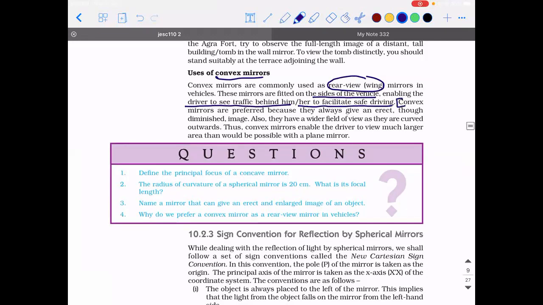And the reason is obvious: convex mirrors are always preferred because they always give an erect, though diminished, image. Also, they have a wider field of view as they are curved outwards. Thus, convex mirrors enable the driver to view a much larger area than would be possible with a plane mirror. That is the reason why they don't use a plane mirror, because a plane mirror also forms a virtual image of the same size. But a convex mirror, because it is curved, is going to have a much wider view. Clear, guys?